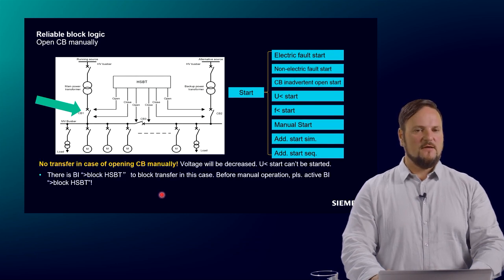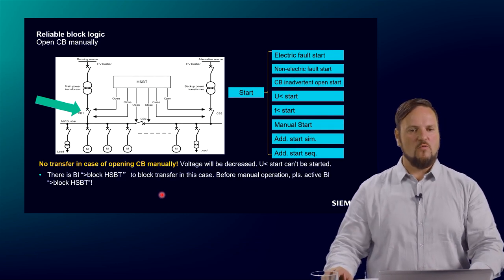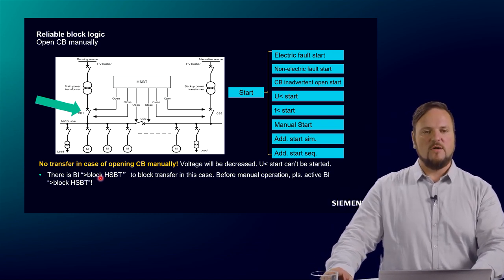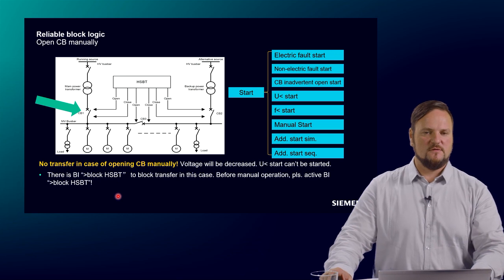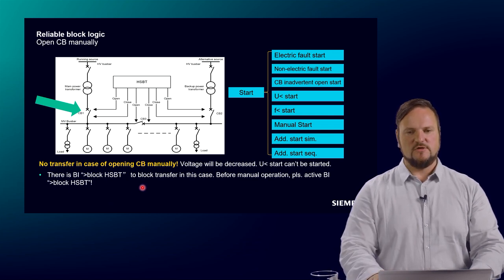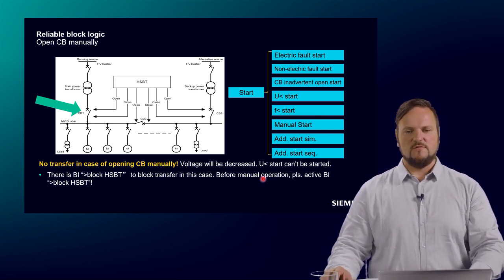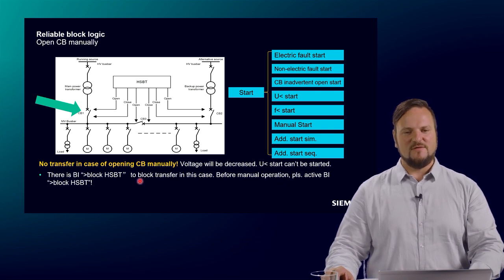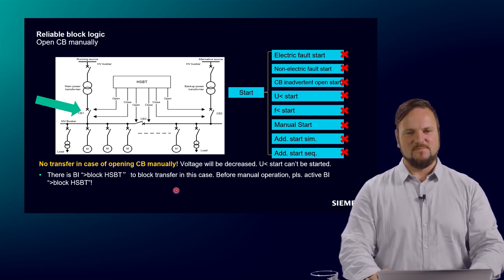And finally, if we have a manual open on the circuit breaker, then we also want to avoid that the transfer is initiated, and therefore we also use here a binary input on the device to block the HSBT functions. And this is important because you have to do that at any time when you want to do some manual operation on the circuit breaker. Then please activate the blocking signal for the HSBT.